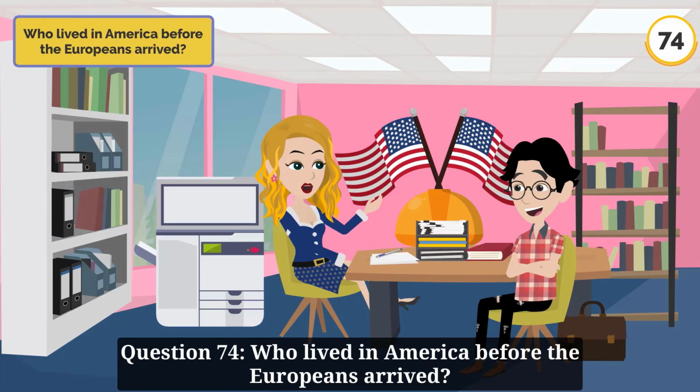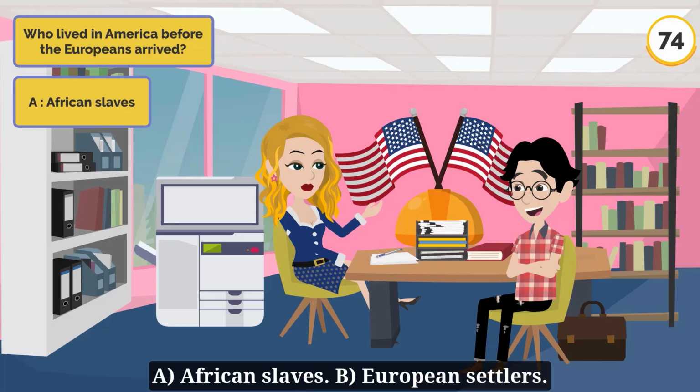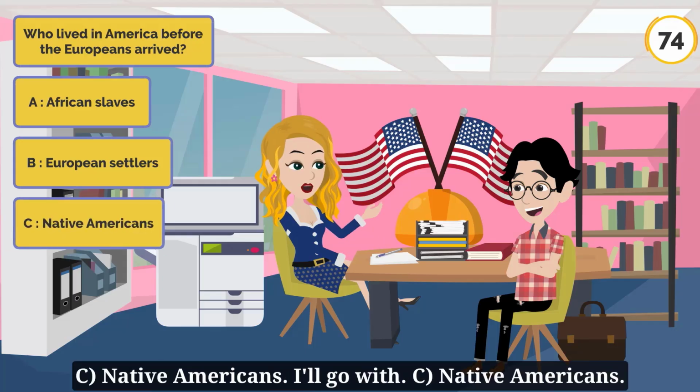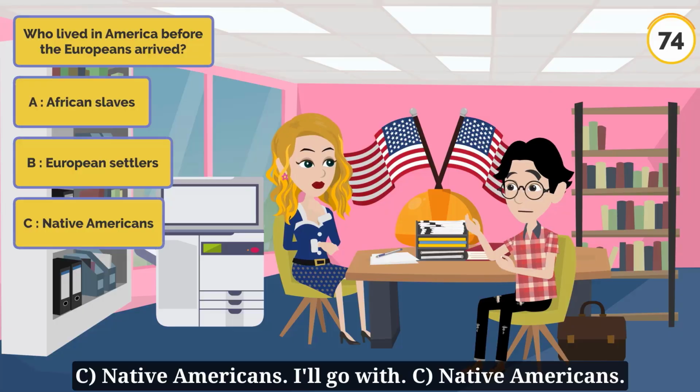Question 74. Who lived in America before the Europeans arrived? A. African slaves. B. European settlers. C. Native Americans. I'll go with C.